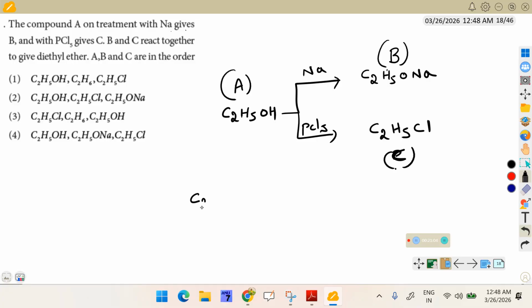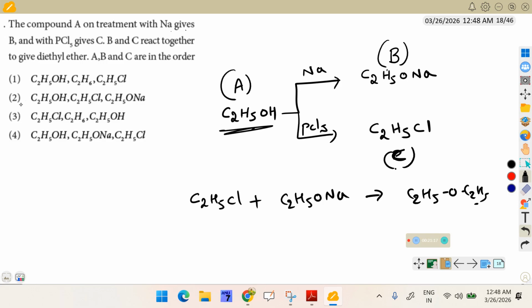We know that alkyl halides react with a sodium alkoxide, then it gives ether C2H5OC2H5. Then identify A, B, C. A is C2H5OH, B is C2H5ONa, and C is C2H5Cl. Fourth option, not second option.